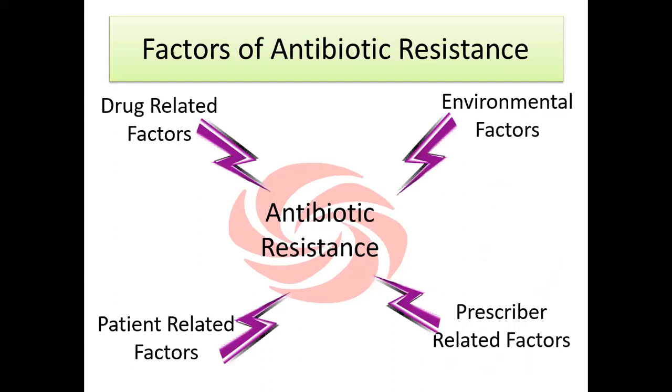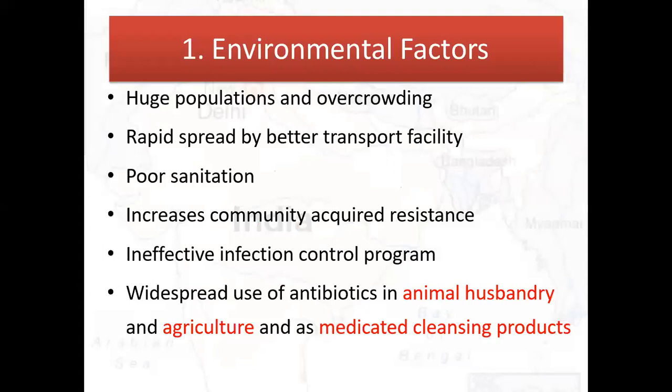Now, as we talk about the different types of factors that can affect antibiotic resistance, we all know there are drug-related factors, environmental factors, prescriber-related factors, and patient-related factors. Yes, anyone can't prescribe, and we cannot take antibiotics without prescription. There is a drug-related problem, an environment-related problem, right? So tomorrow we will go one by one. What are the environmental factors and drug-related factors?